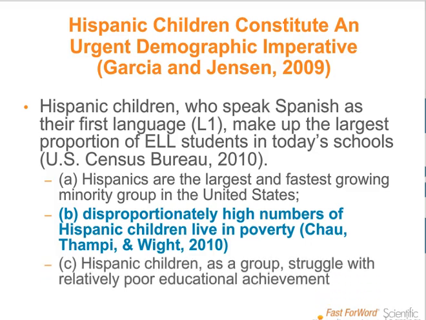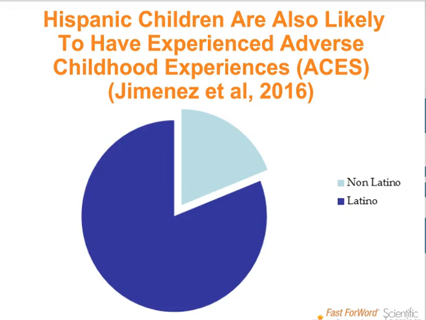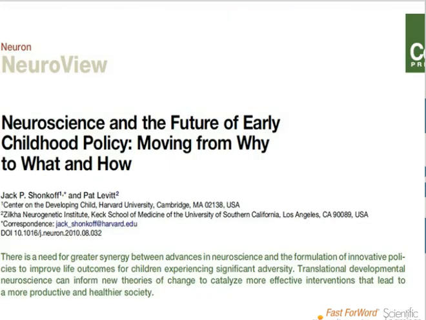So the problem is that especially Hispanic children, but some of these other populations as a group, struggle with poor educational achievement because they also come from homes of high poverty. And they're also more likely to have experienced adverse childhood experiences. So when we go back to this ACEs study of Jimenez, you can see that children who come from homes where Spanish is the first language make up a high proportion of the number of children who've had adverse experiences in early life.